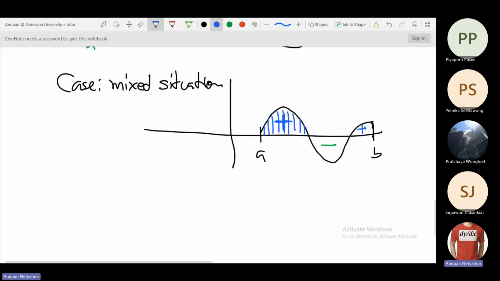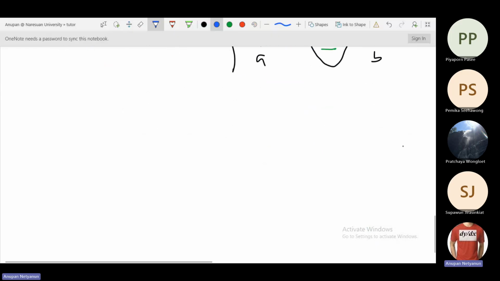And if you want to find the integral from A to B, it will have some cancellation. Now you know the meaning of definite integral. Let me give you an important property of definite integral.